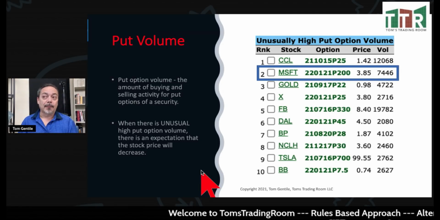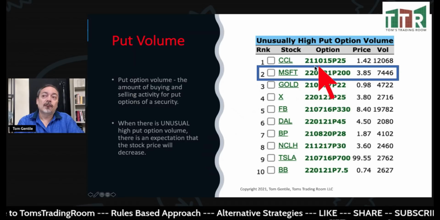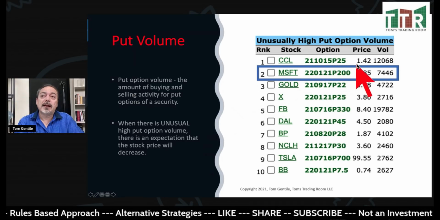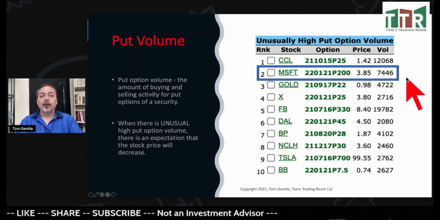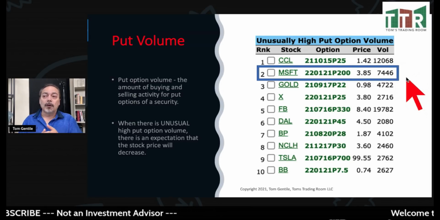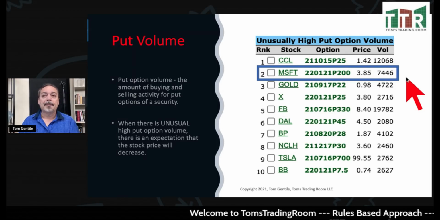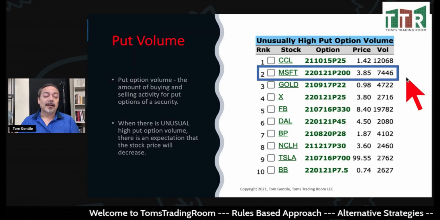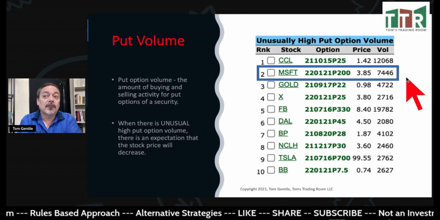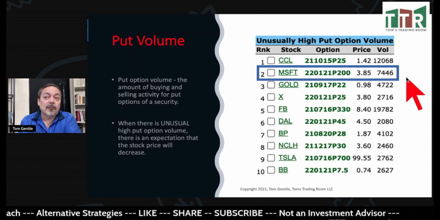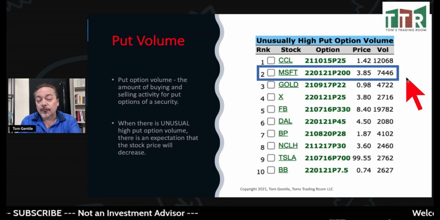Carnival Cruise Line is at the top of the list as of this video. The October 15th, 2021 25 puts traded at $1.42, 12,068 contracts. Microsoft is in there at number 2, followed by Gold, U.S. Steel, Facebook, Delta Airlines, British Petroleum, NCLH, Tesla, and BlackBerry. Of those top 10, I've highlighted Microsoft. Why are so many people buying put options at the 200 strike price and paying $3.85 for them? Is it because of the recent problems surrounding Bill Gates?